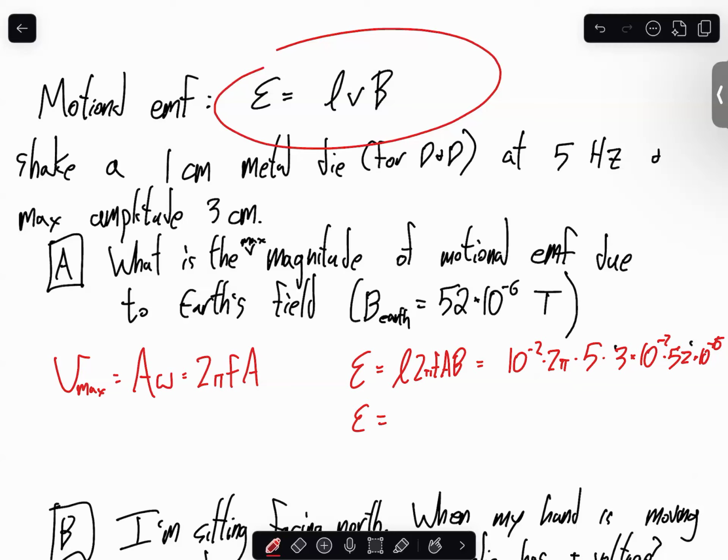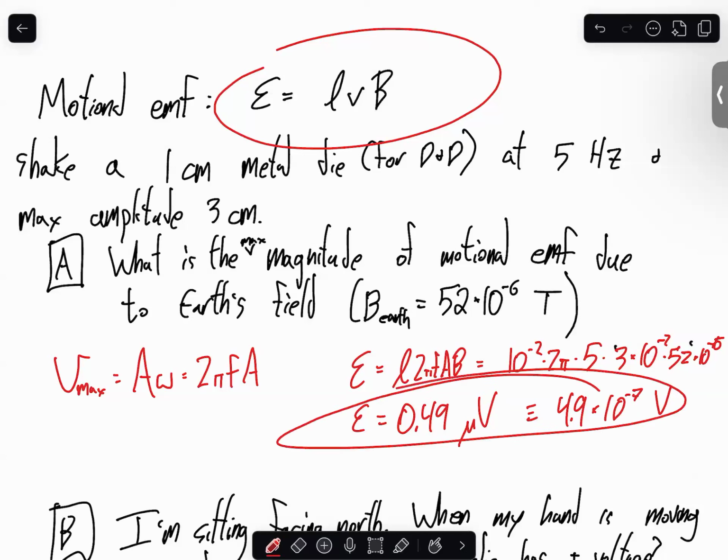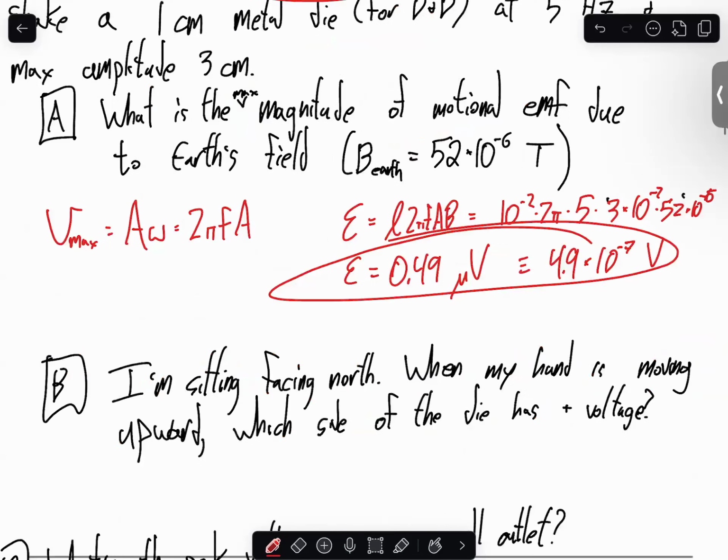And I get very close to half a microvolt, which you can also call 4.9 times 10 to the minus 7 volts. That's the magnitude. Now what about the directions?